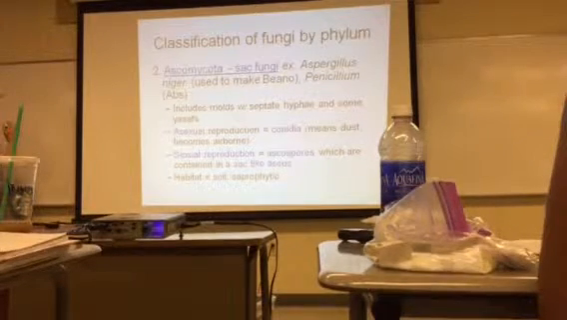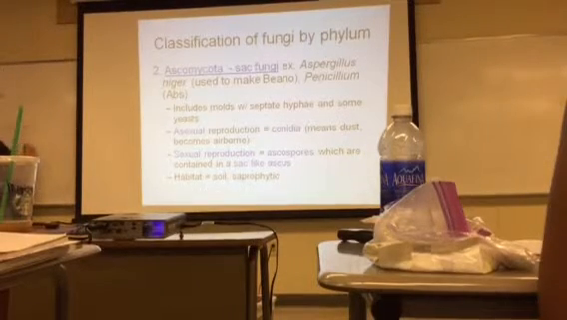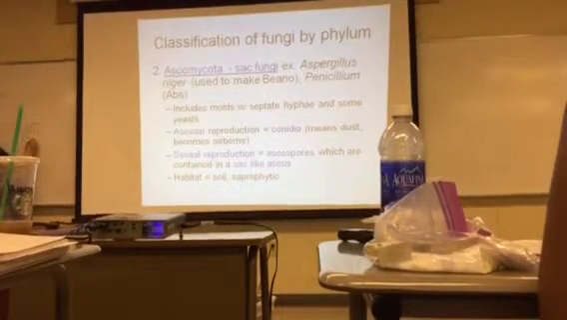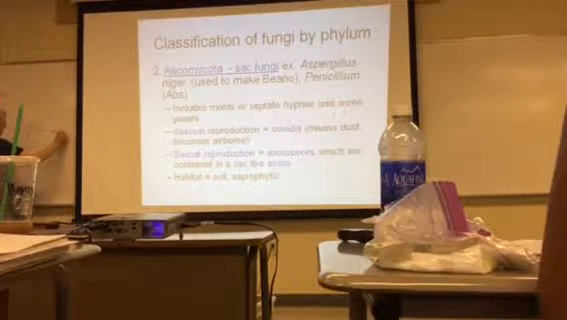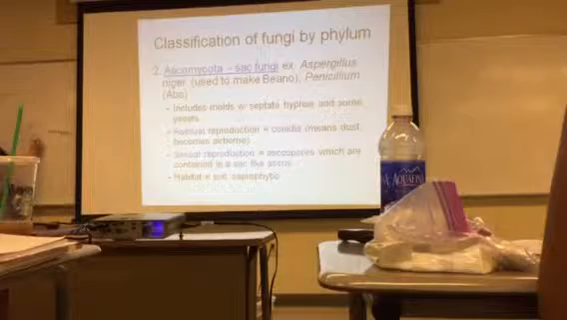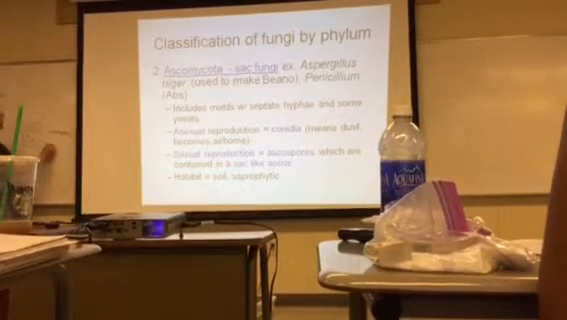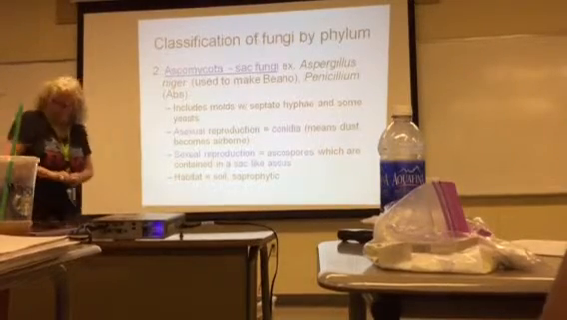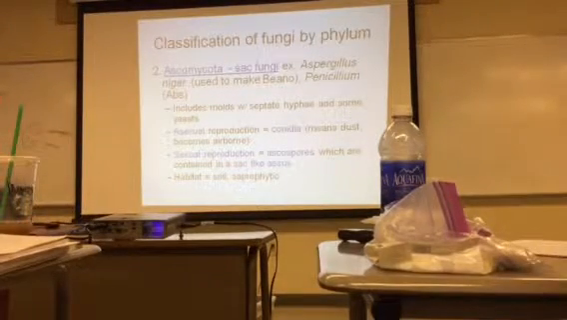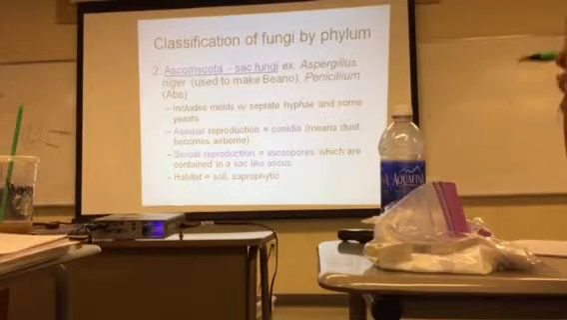So what we're talking about is when they do the sexual reproduction, they're going to put spores. These are called ascospores, and they're inside of this sac called an ascus. And that's your sac part of the sac fungi. They live in the soil, and they are also saprophytic.